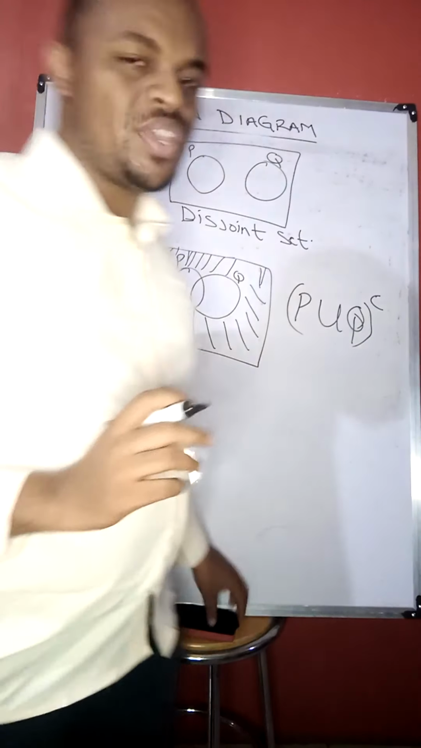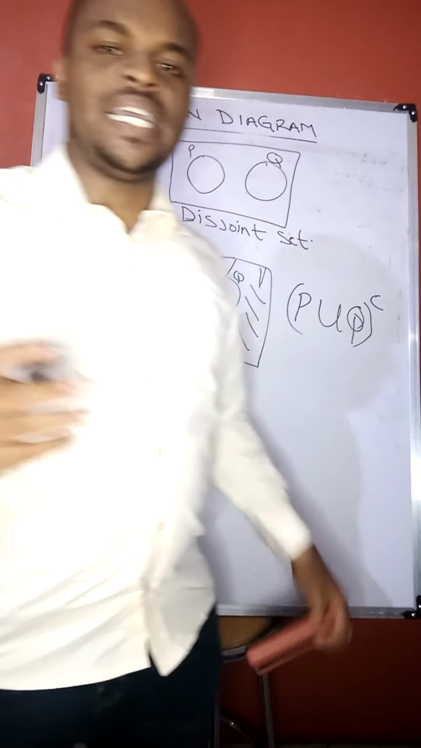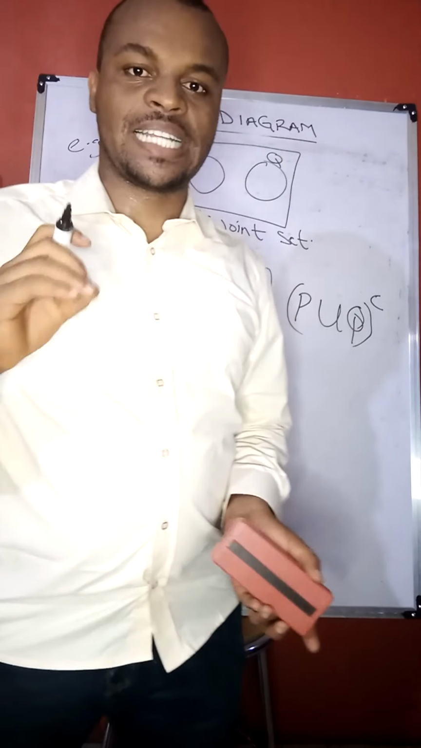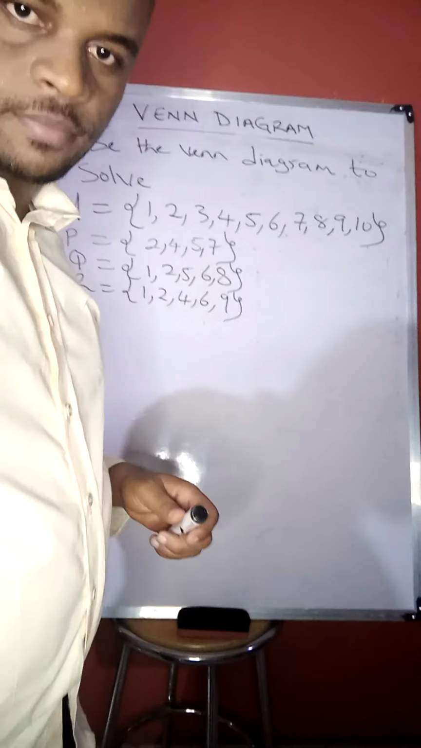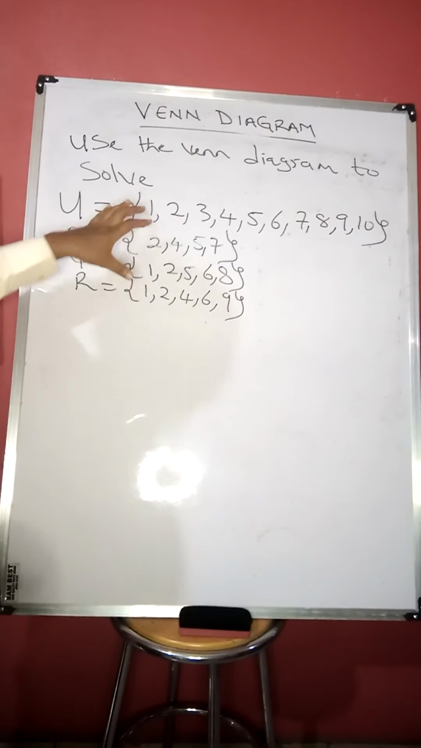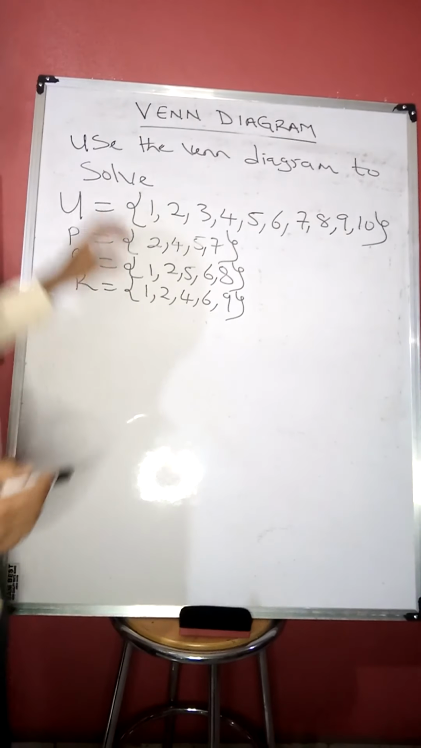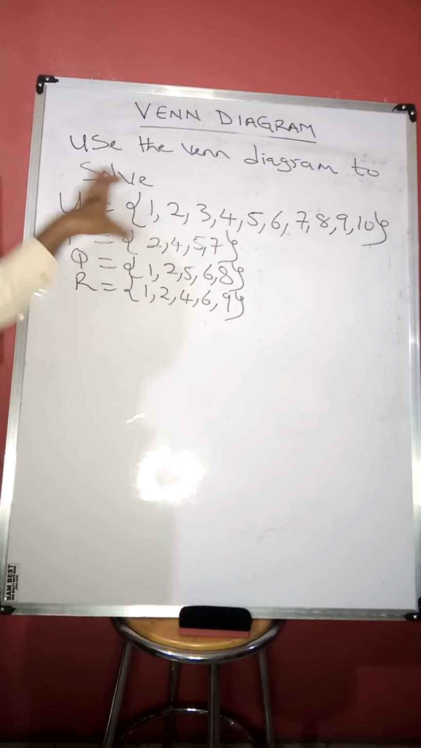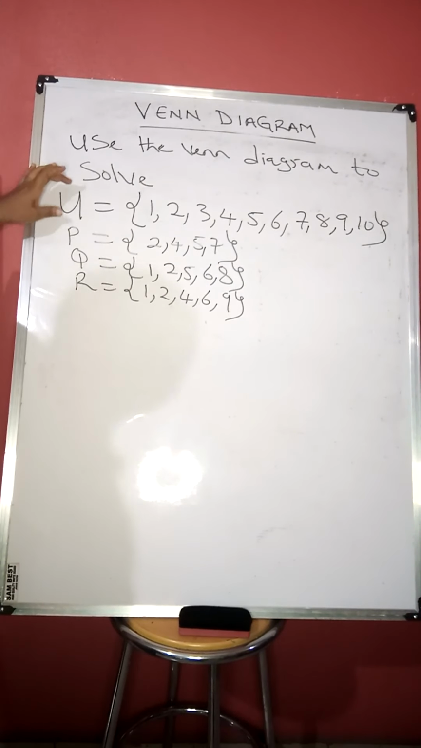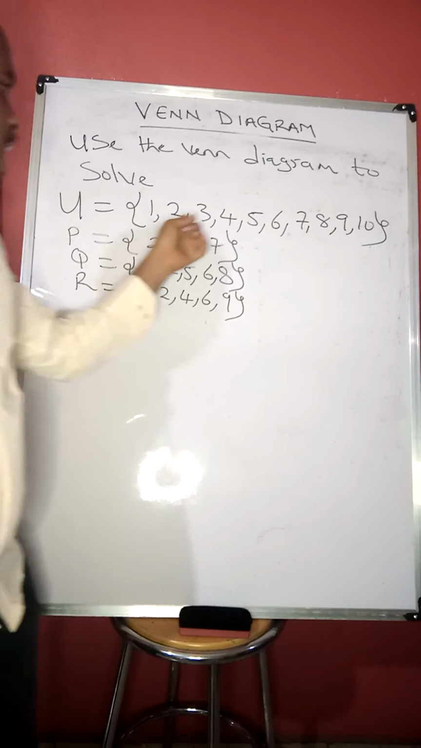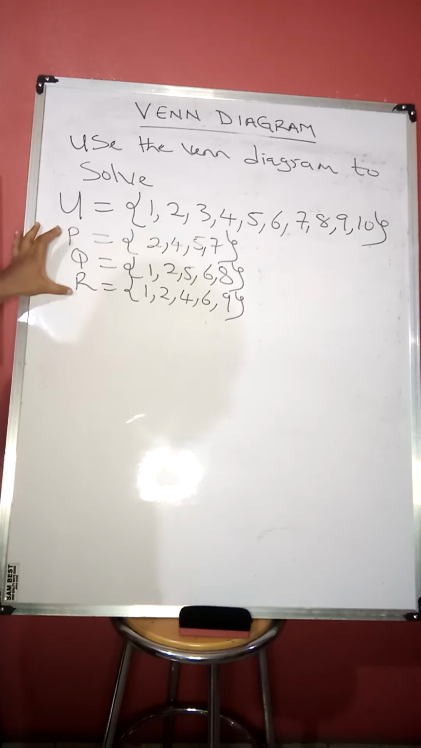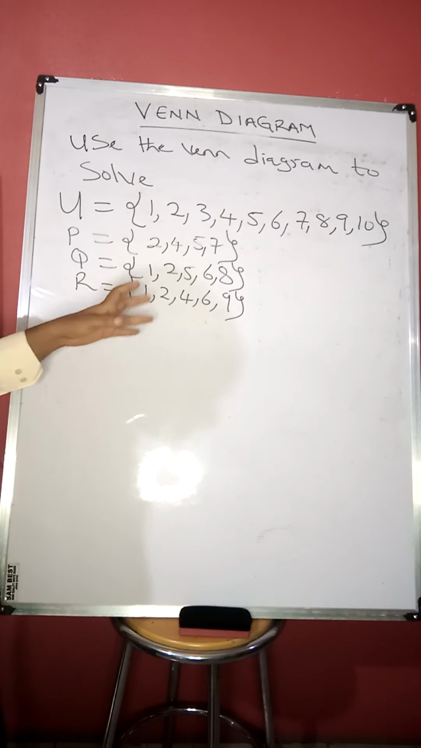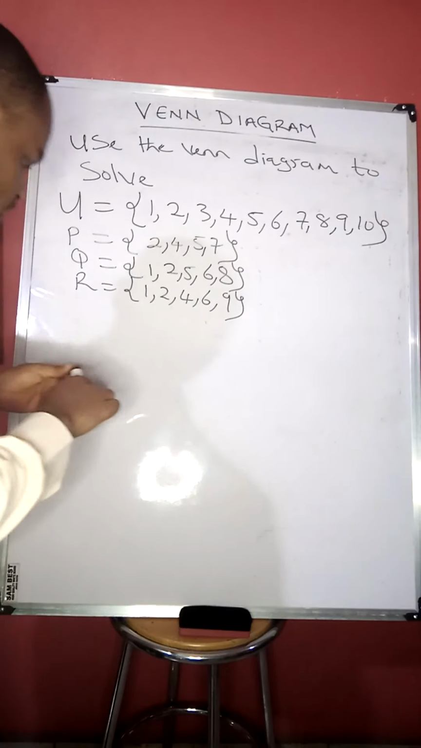Alright, now that we understand a bit of interpreting Venn diagram, now let's start solving questions involving Venn diagram. We have an example on the board. The example says that we should use the Venn diagram to represent this. We are given a universal set from 1 to 10, containing numbers 1 to 10. Then we are given 3 sets, P, Q, and R. Now, how do you solve this? The first thing to do is what?